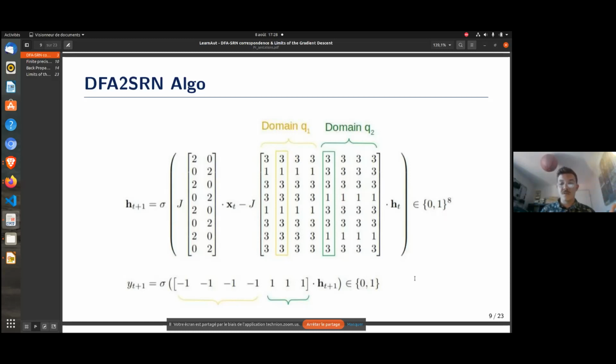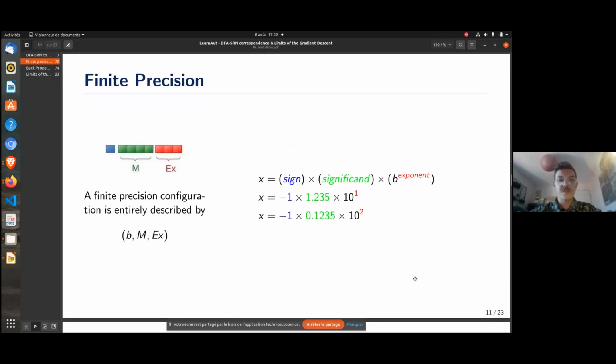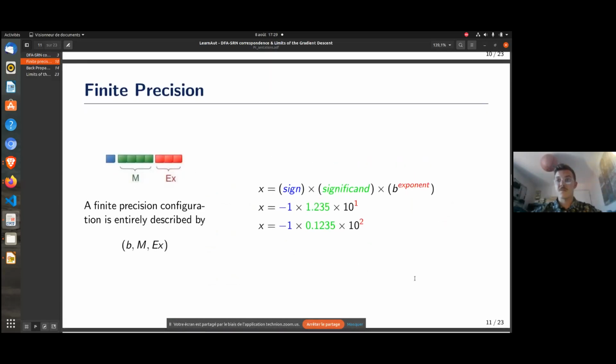It's laborious to explain, but when you get it, it's very easy, I think. And that's for this part of the article. I'm going to move to the finite precision and the gradient descent failure. So, a word about finite precision. It was quite important for us.